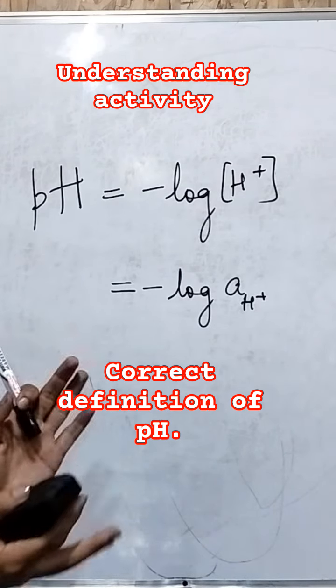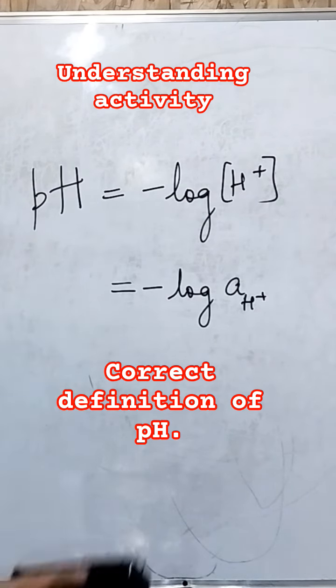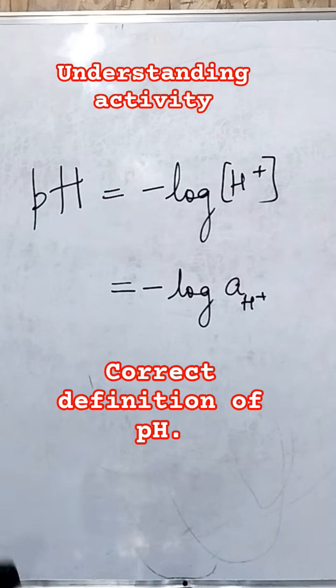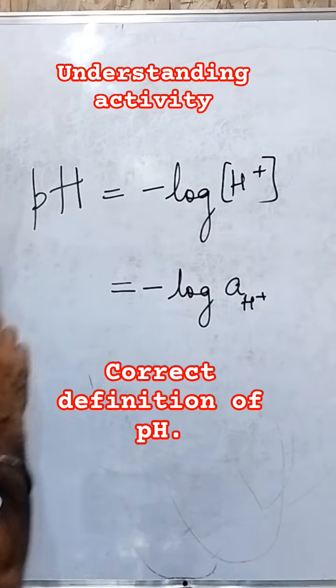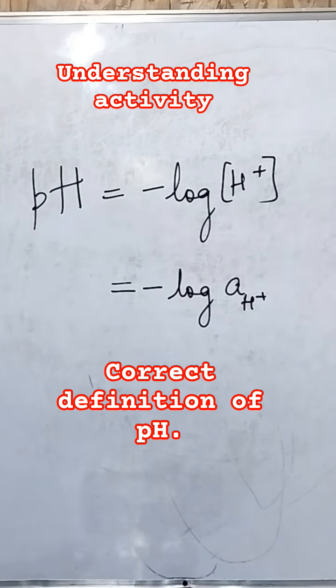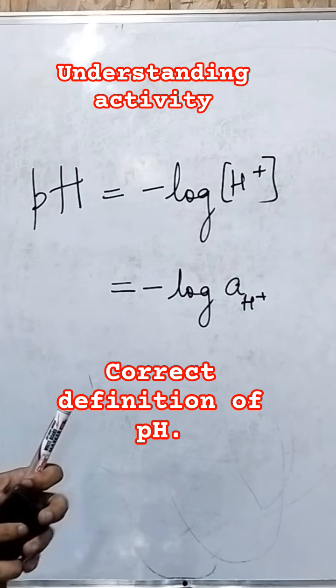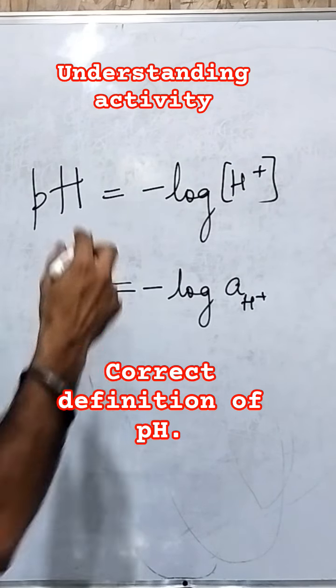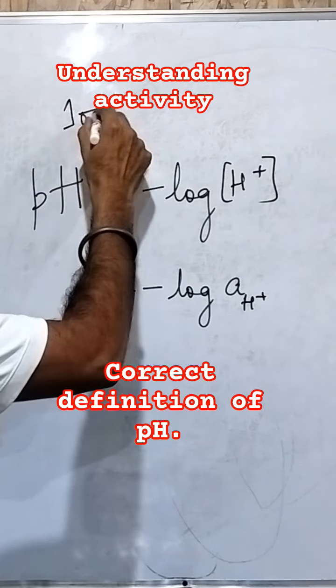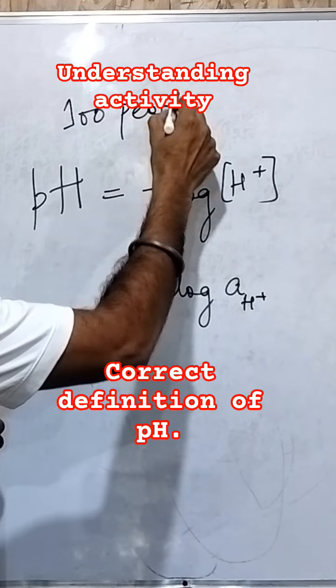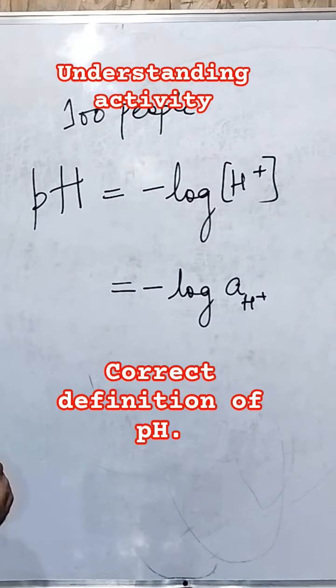So let us see why it is important that we say activity and not concentration. Look, suppose we talk of ourselves. Suppose we go to a party and there are 100 people over there. And you are a person among these 100 people. So when you're going into a party, you are one person.